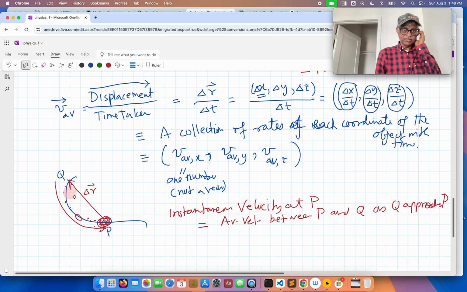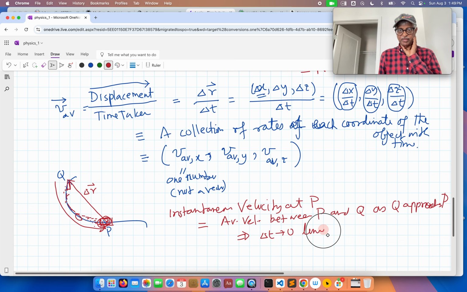As you get not so far in the future, you just get very close. You can even go from the past and you will get the same answer. So this means I need to take the limit delta t goes to 0 in all these average formulas.